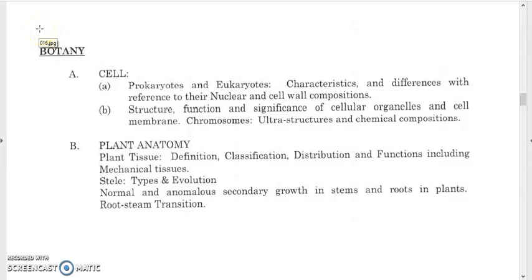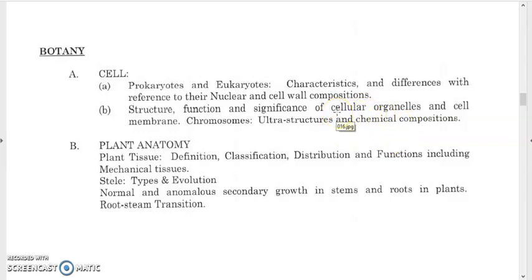Hello everyone, this is the second video, part 2 of the class 11-12 biological sciences syllabus for the recruitment of assistant teacher. The second part is botany. You have to study the first part, the cell: the difference between prokaryotic cells and eukaryotic cells, characteristics and difference with reference to nuclear and cellular composition, their nuclear composition, structure and functions, and significance of cellular organelle, cell membrane, chromosomes, ultrastructure and chemical composition.